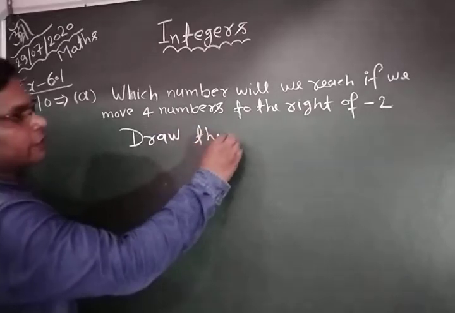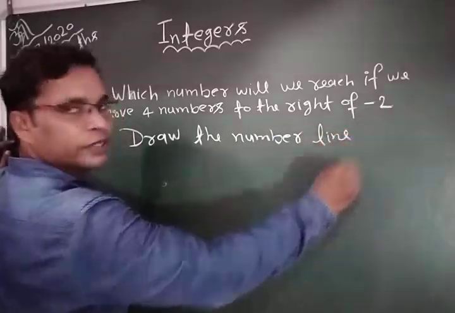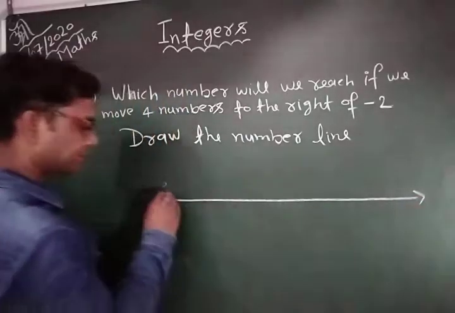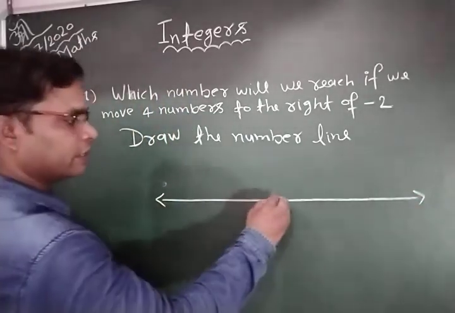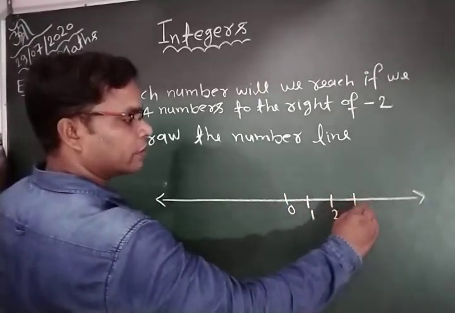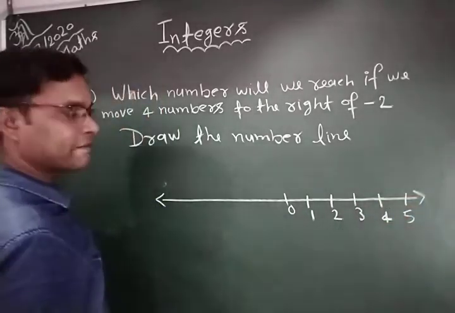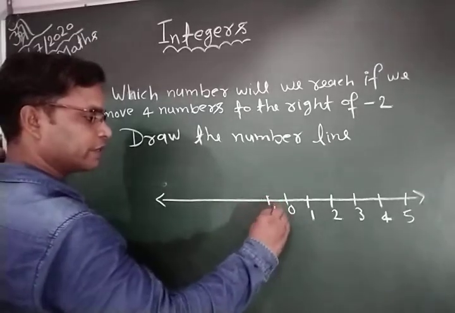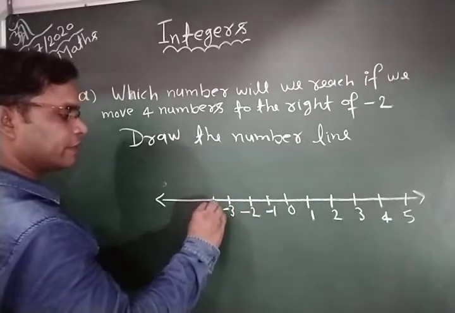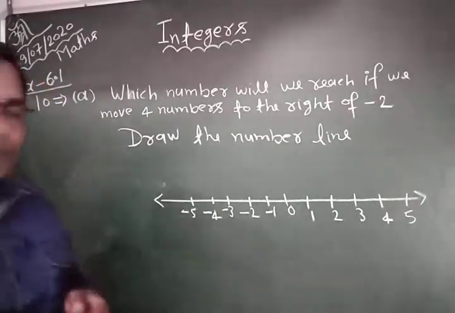Draw the number line. Okay, first we draw a number line like this. This is the number line. Okay, we take here 0, 1, 2, 3, 4, 5. Okay, now here minus 1, minus 2, minus 3, minus 4, minus 5. Clear?